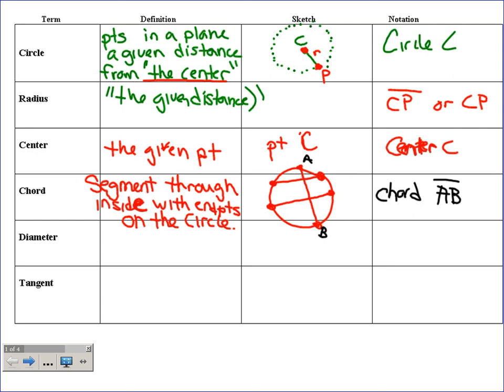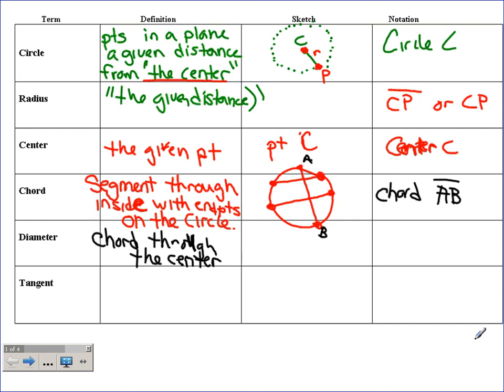Okay. The diameter is a chord which goes through the center. I really do know how to spell. Okay, it's a chord through the center.